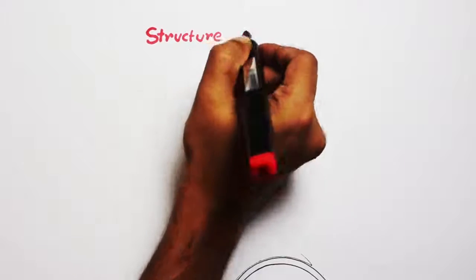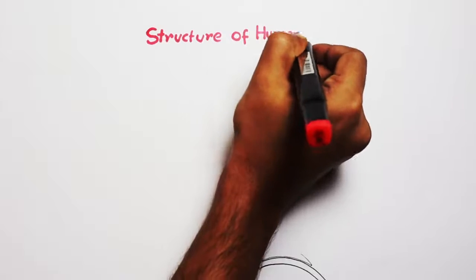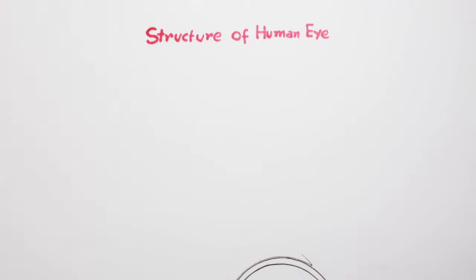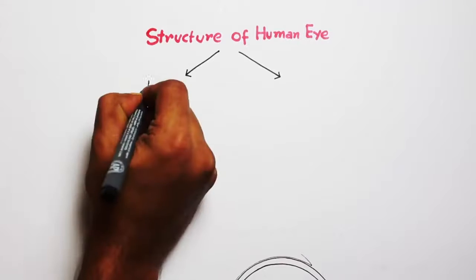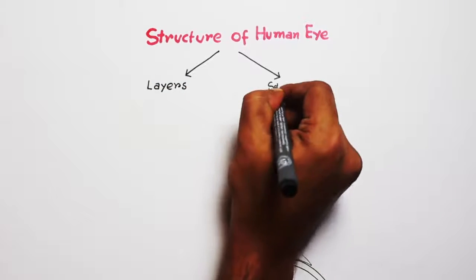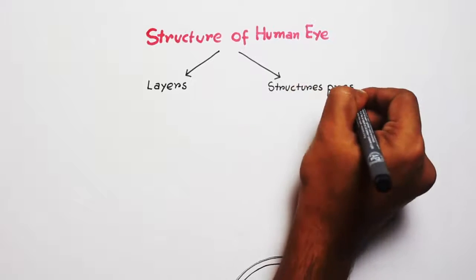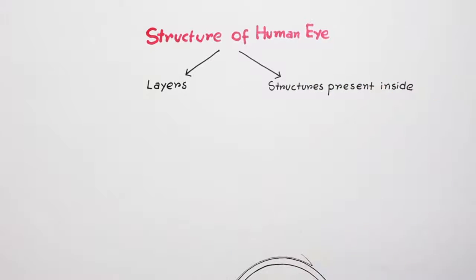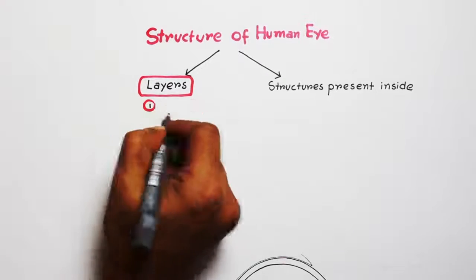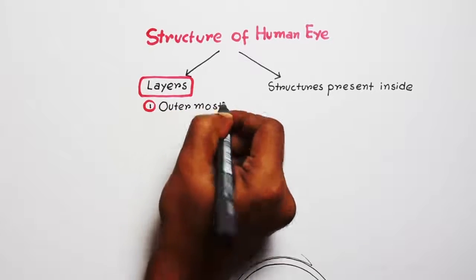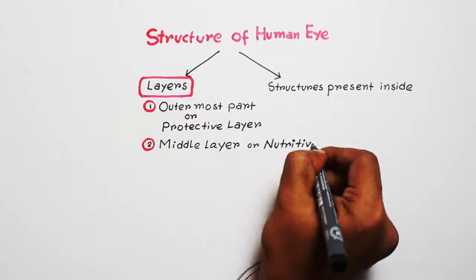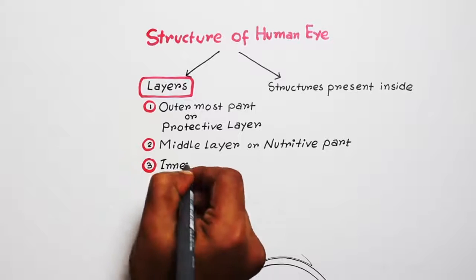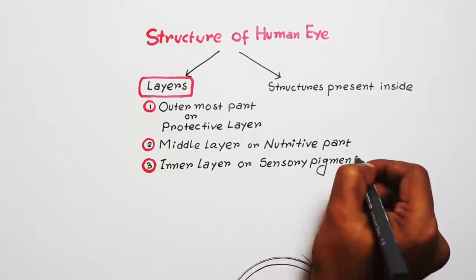In this video, we are going to discuss the structures of the human eye. For better understanding, we can divide it into two parts. One is what are the walls or layers of the eyeballs and what are the structures present inside. So let's discuss the layers first. Basically, it has three layers: the outermost part or protective layer, the middle layer or nutritive part which provides nutrition, and the inner layer or sensory pigmented part.